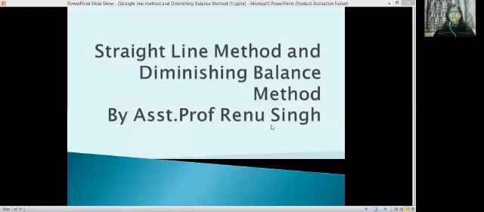Good morning, everyone. Today we are going to start straight line method and diminishing balance method. This topic is related to how to charge the depreciation on fixed assets. These are the two basic common methods through which we are going to calculate the depreciation to be charged by the organization on their fixed assets. And why we are charging this, we are going to define on our next PPT. So we are going to start it.